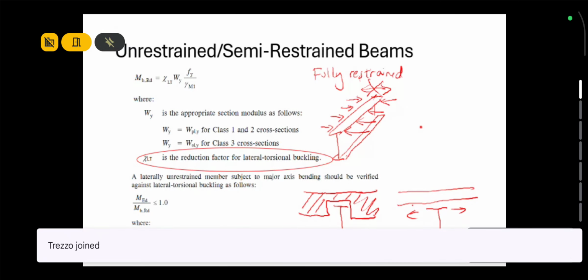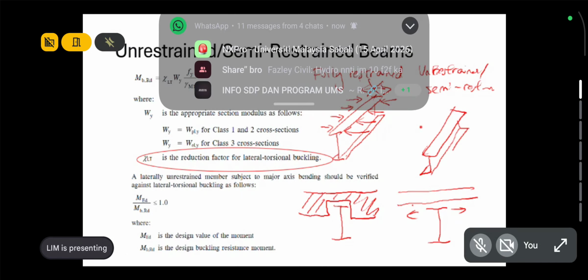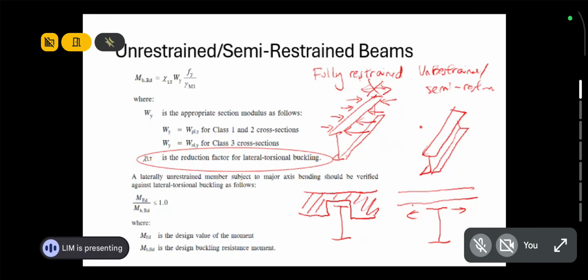So in this case, it's unrestrained or semi-restrained. That means your beam in 3D, there's nothing holding it. There's nothing clamping the compression flange from moving sideways. It can move sideways. So the compression flange can move sideways once the beam gets loaded. Okay, so this is semi-restrained. So you need to know the difference between the two.